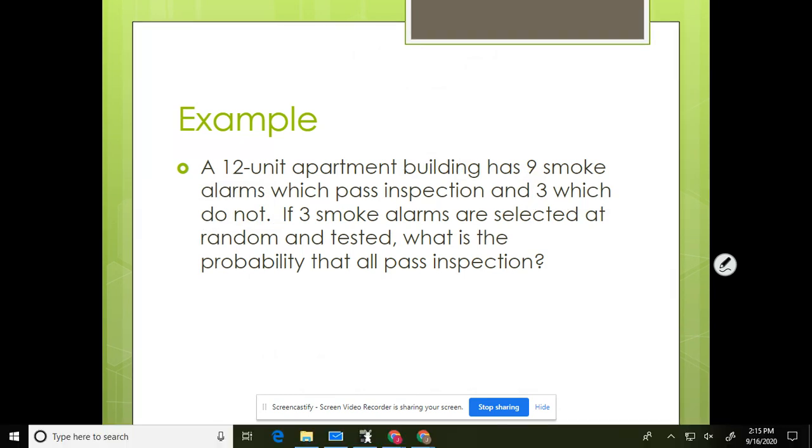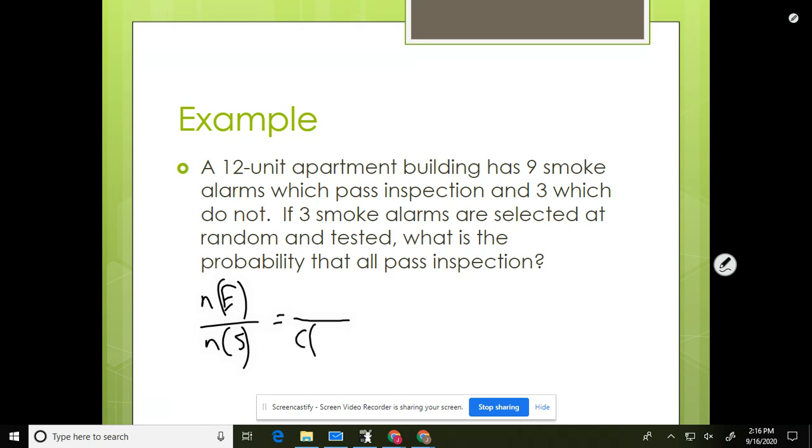Okay, so we've got a 12-unit apartment building that has 9 smoke alarms that pass inspection, 3 that don't pass. So 9 are good, 3 are bad. If we select 3 at random, what's the probability that they're all good, that they all pass? So think about how many ways can my numerator happen here. In other words, I'm selecting 3 smoke alarms that pass. That's my numerator.